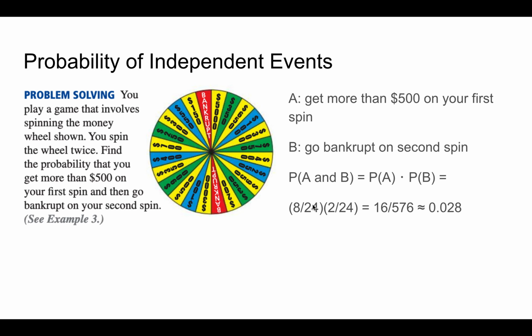That's where this comes from. And then the probability that you go bankrupt is 2 out of 24, because there are 2 bankrupt options out of the 24. So we just multiply these together. If you multiply fractions, you can multiply across the top and the bottom. So 8 times 2 is 16. 24 times 24 is 576. And this, when you do it on your calculator, is about 0.028. So that's about 2.8%. That's the probability that both A and B will occur: that you will get more than $500 on your first spin and go bankrupt on your second spin.